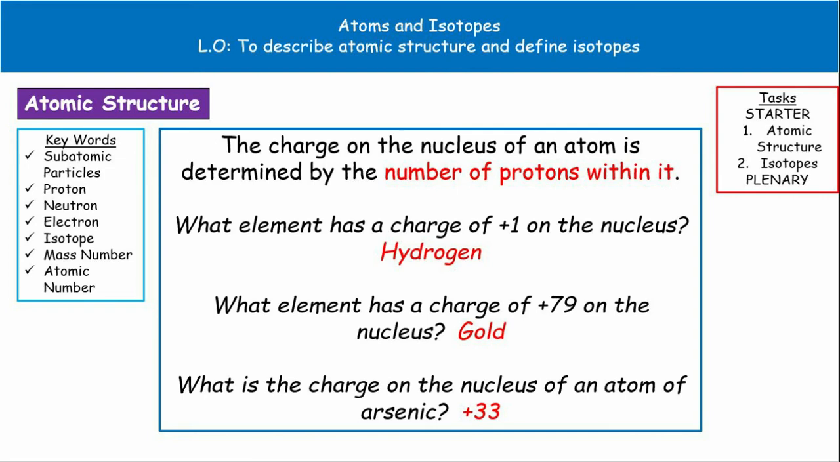For our second question there, what element has a charge of +1 on the nucleus? This is just look at the atomic number 1, which on our periodic table is hydrogen. Next question, what element has a charge of +79 on the nucleus? That's the one with the atomic number of 79 on the periodic table, which is gold. And then finally, what is the charge on the nucleus of an atom of arsenic? We find arsenic on the periodic table, we look at the atomic number, that's 33, so the charge must be +33 on the nucleus, because it will have 33 protons, each one with a single positive charge.